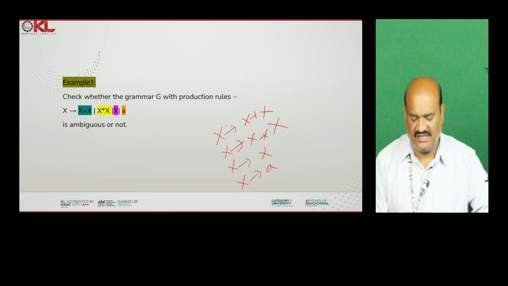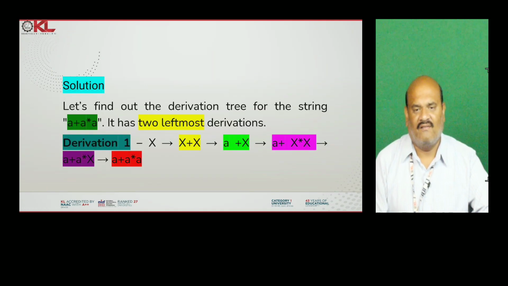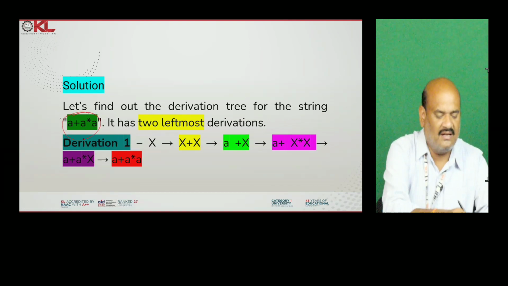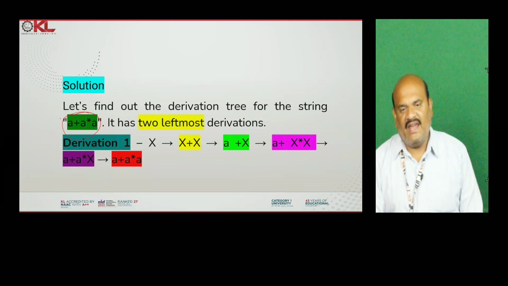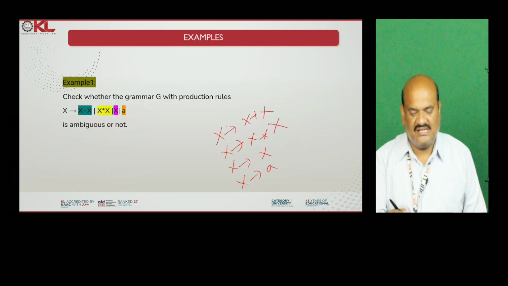Now by using this grammar, I am going to check this particular string. What is my string? a plus a star a. Can I generate this particular string by using this grammar?